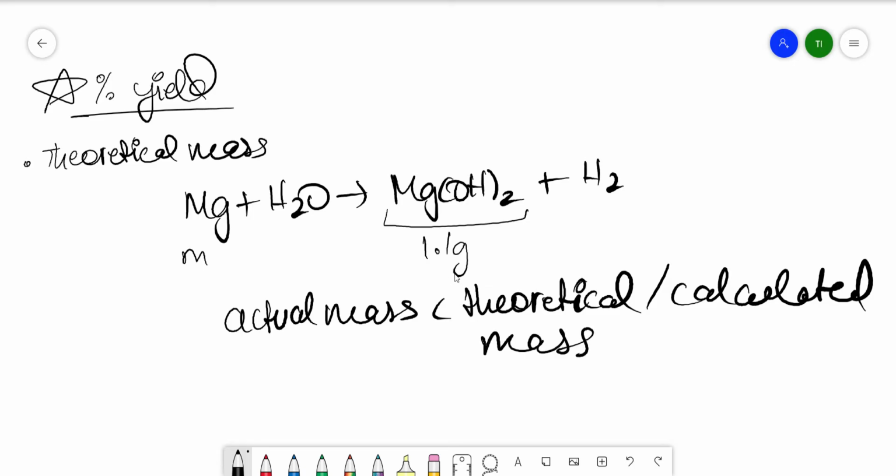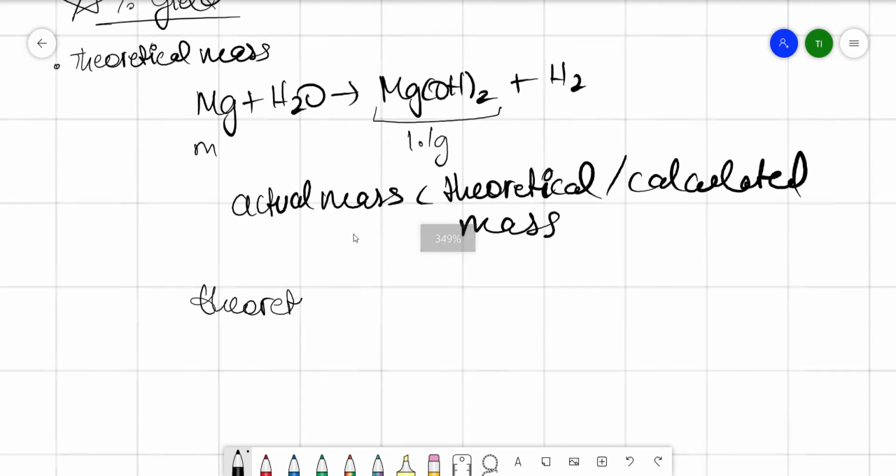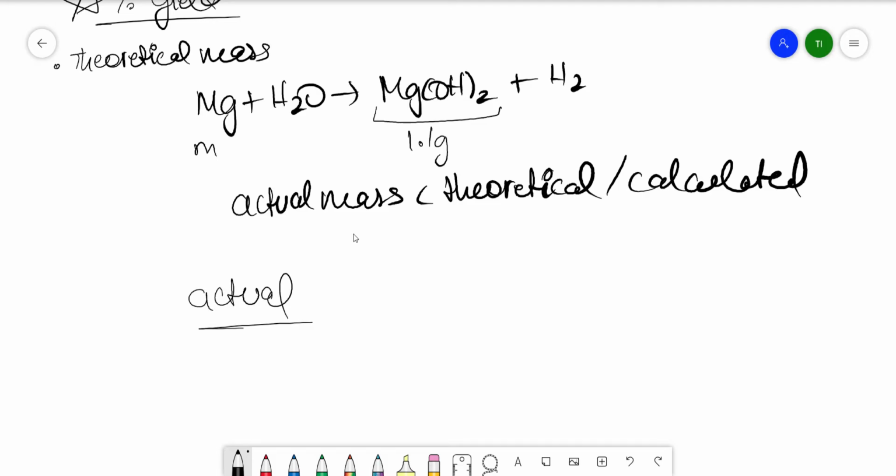And the percentage yield is basically the percentage of these two. So theoretical divided by the actual, no, sorry, it's the other way around. It's actual divided by theoretical. And since it's a percentage, you have to times 100. And this will always be lesser than the theoretical or calculated mass.